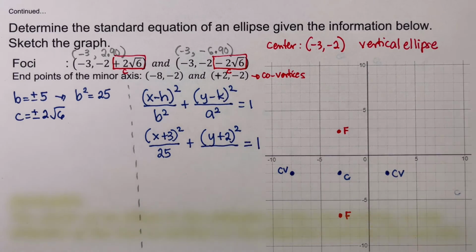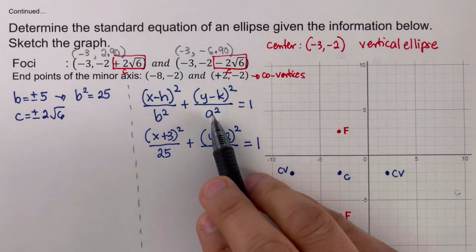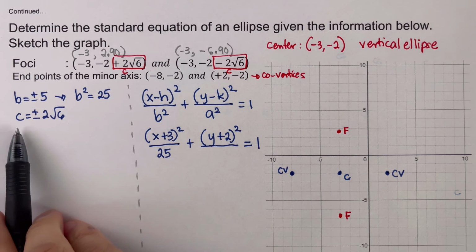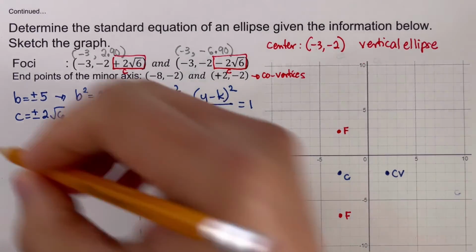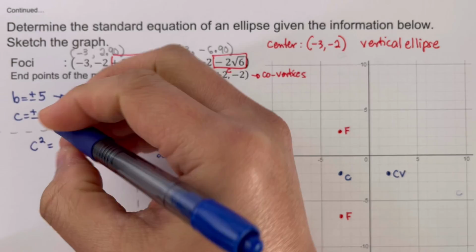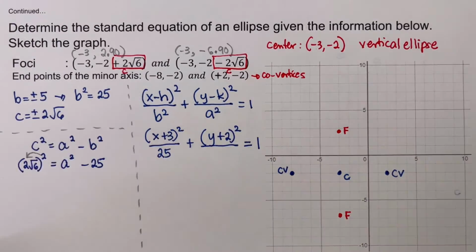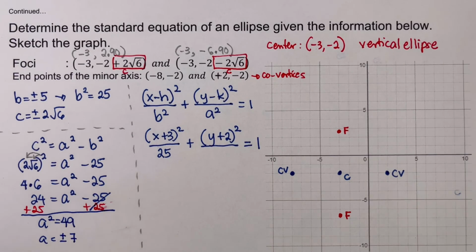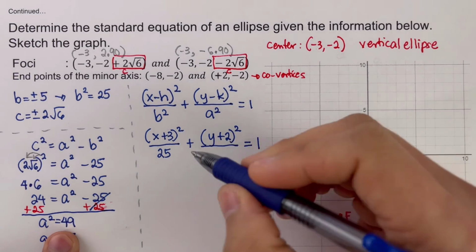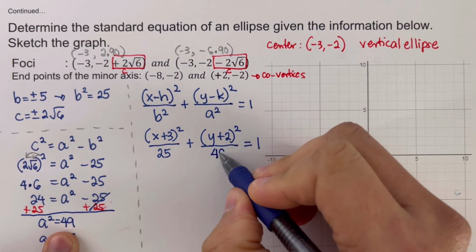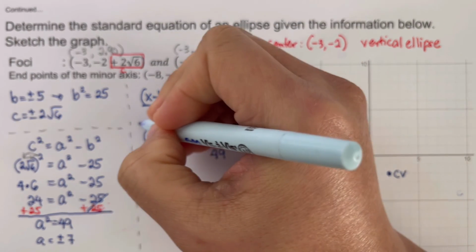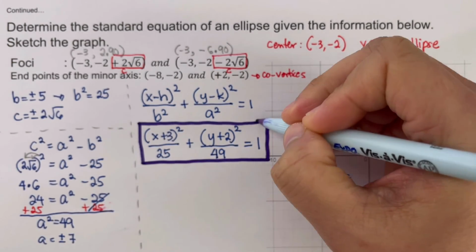This means that we can go ahead and solve for a squared using the formula c squared equals a squared minus b squared, since we already have a b squared and we have a c. So I'm going to go ahead and show that work on the side right here. So our value for a squared is 49. I can go ahead and write that down here. That's 49. And so this is the equation that would work for this word problem that we have up there.